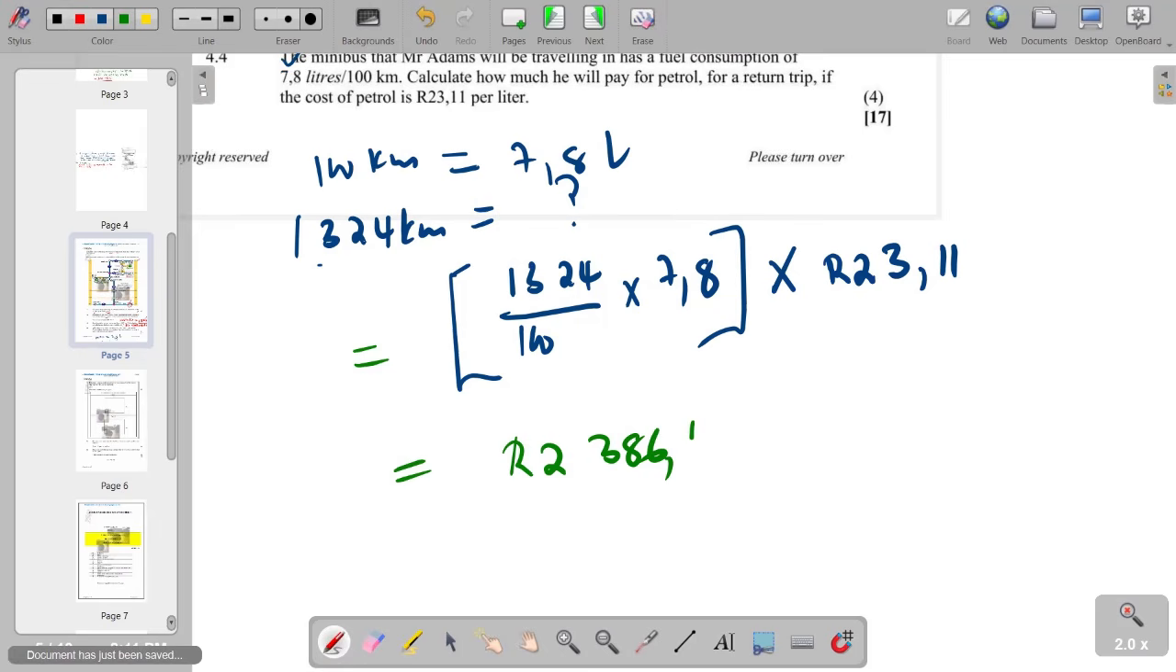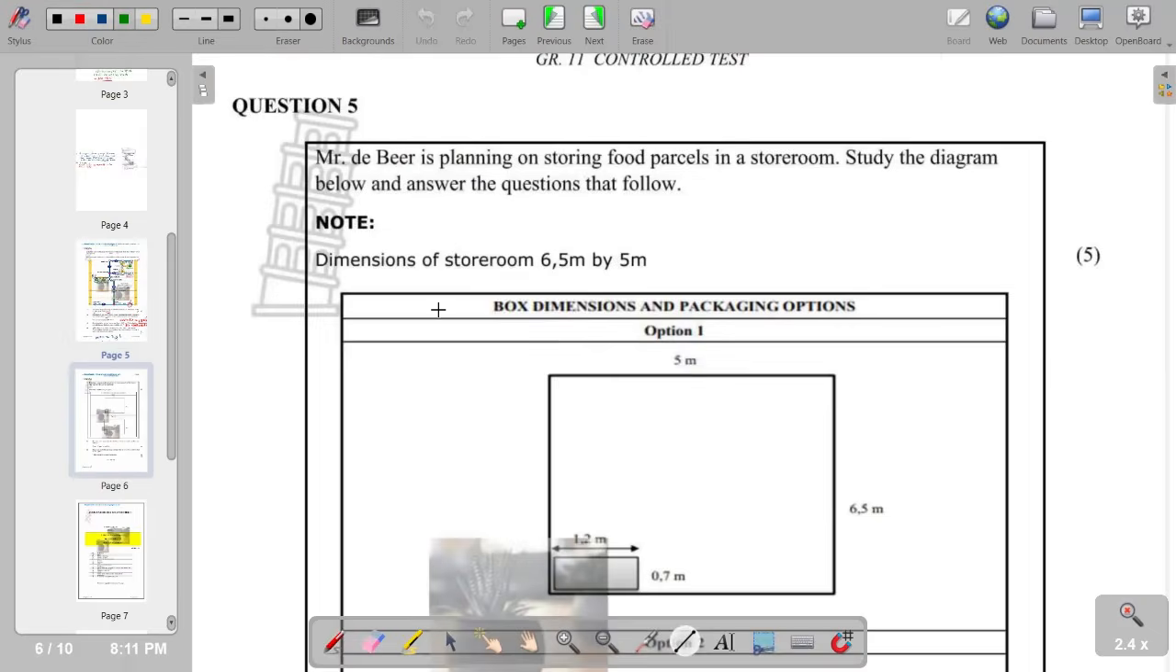386.62 cents, obviously rounded up to 2 decimal places. So this becomes your total cost for the temperature in terms of liters. So this is what we have in terms of our question 4, and of course, we still have our question 5 that we want to look at.